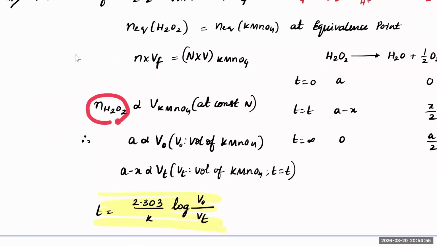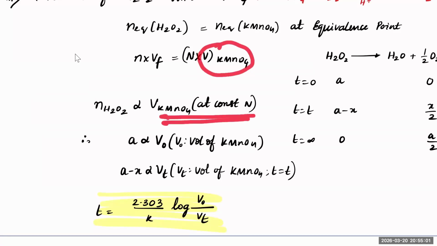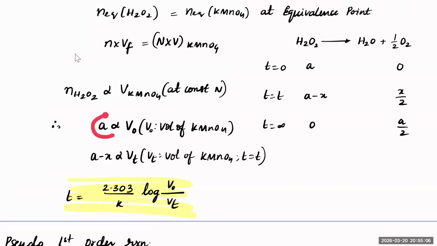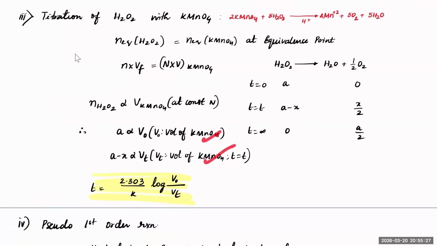And now suppose number of moles of peroxide is proportional to how much volume of KMnO4 is used, because N is constant. Then I can say A is proportional to V naught, which is the initial volume required by KMnO4, and A minus X will be proportional to Vt, which is the volume of KMnO4 required at time t. So A by A minus X can be replaced by V naught by Vt. So these two terms can be directly utilized. If the question is only in terms of volume of KMnO4, then we can directly use this and get it.